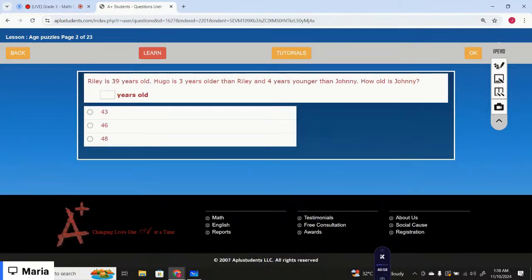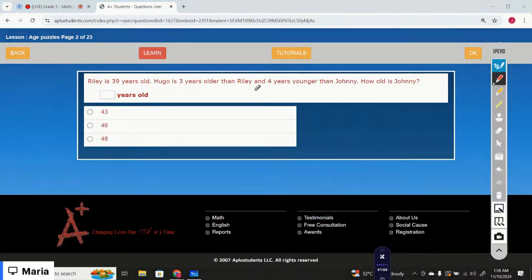Raleigh is 39 years old. Hugo is 3 years older than Raleigh and 4 years younger than Johnny. How old is Johnny? You need to find the age of Johnny. You are given Raleigh is 39. Hugo is 3 years older than Raleigh. So 3 years older means add 3 to 39. 42 it is, right?